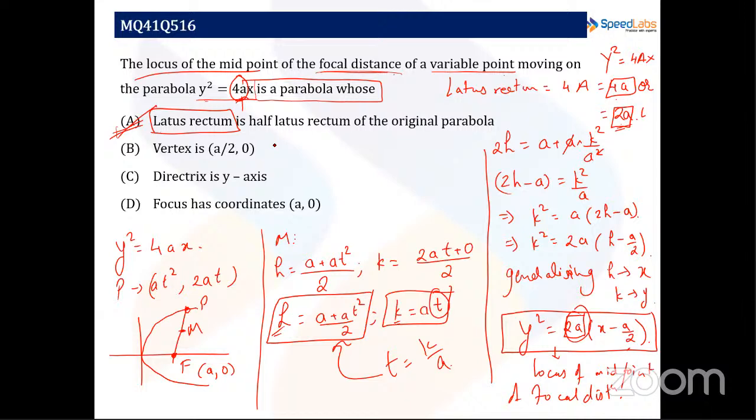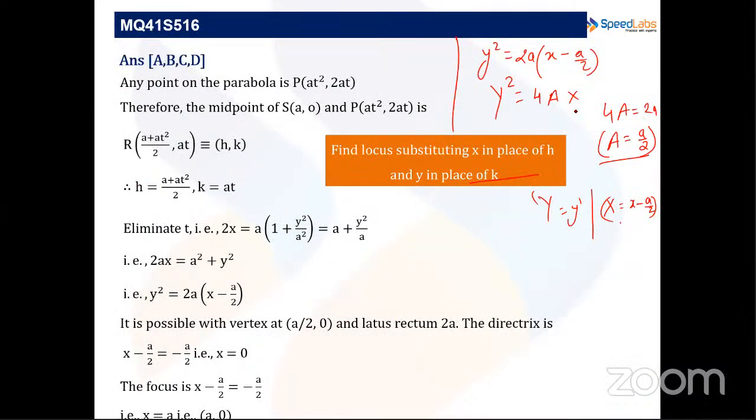Let's go to option B, vertex. So we are having the parabola equal to this. The vertex is at X equals to 0, Y equals to 0, that is x minus a by 2 equals to 0 and y equals to 0. Substituting capital X equals to x minus a by 2 and capital Y is the same as y, x will be a by 2 and y will be 0. So the point will be (a by 2, 0).